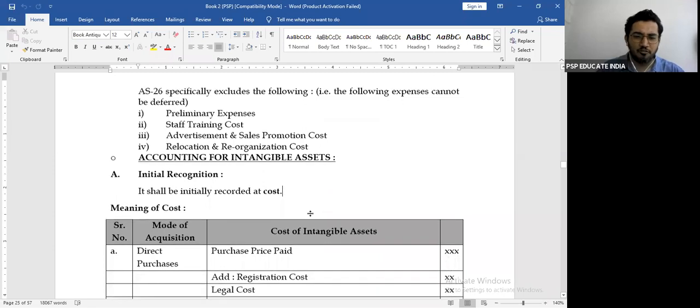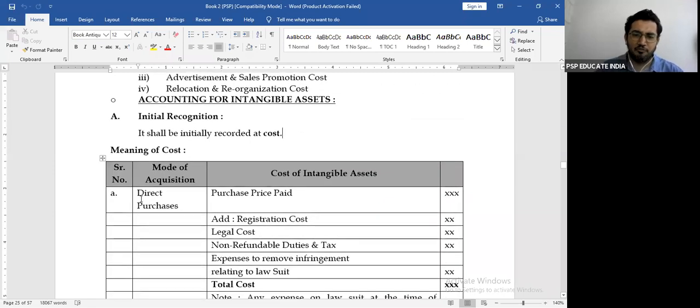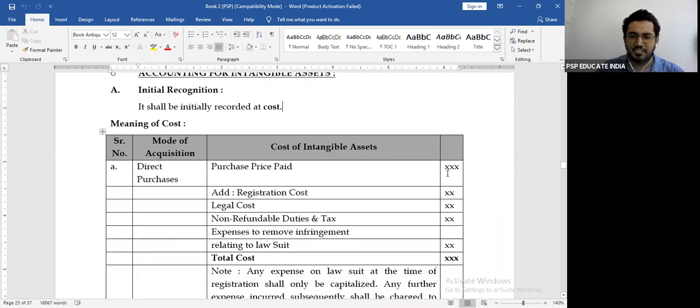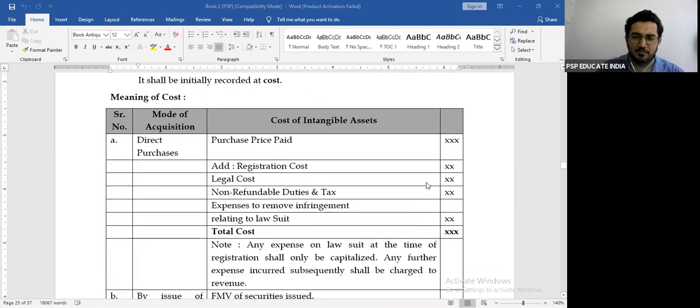What is the meaning of cost? Let's understand that. If you have direct purchases, then you have purchase price paid plus registration cost, legal cost, non-refundable taxes and duties, expenses to remove infringement relating to lawsuit. Okay, let's understand this carefully. Pay attention, it is a very interesting concept. It says expenses to remove infringement relating to lawsuit. The total of all this will give you the total value of the intangible.